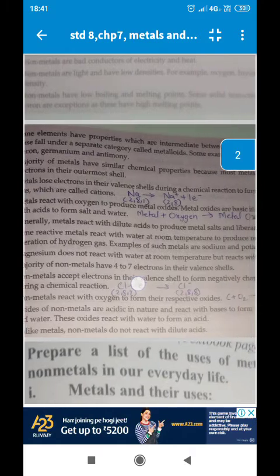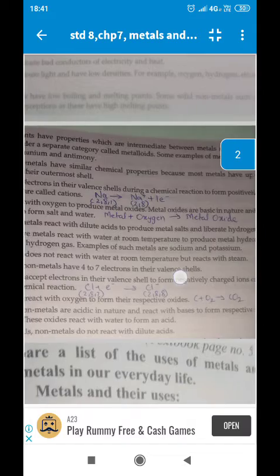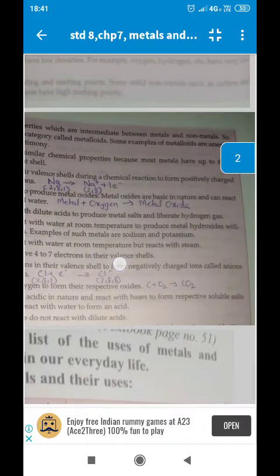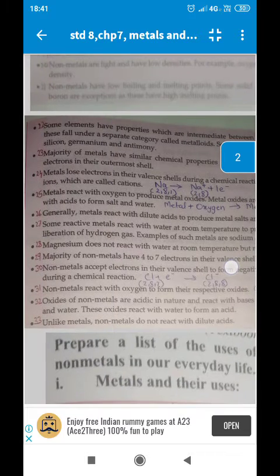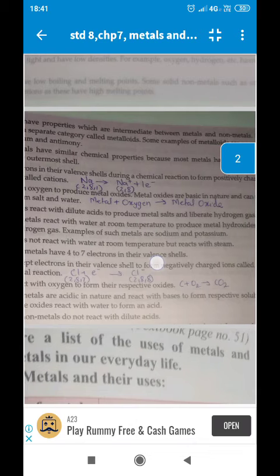Metals react with oxygen to produce metal oxides. Metal oxides are basic in nature and can react with acids to form salt and water. Metal plus oxygen gives metal oxides.